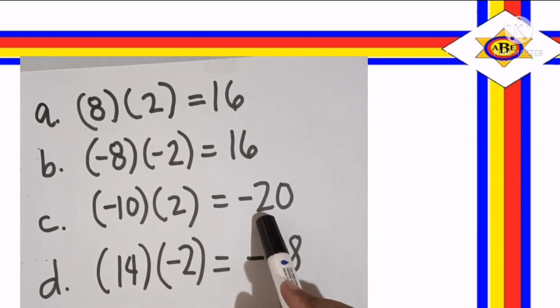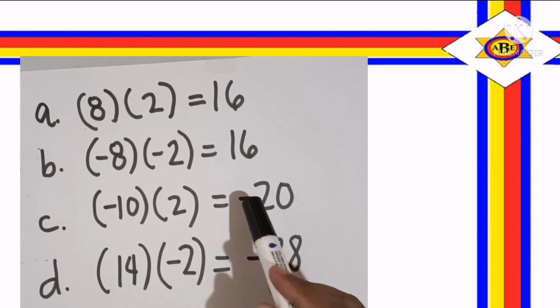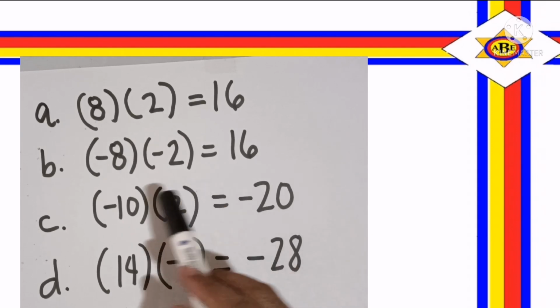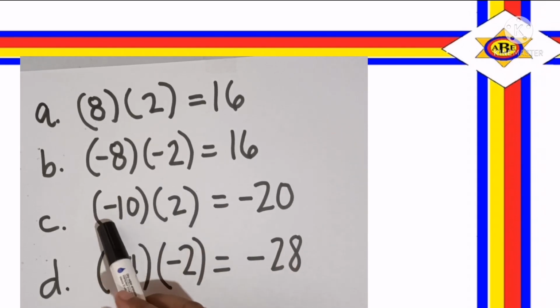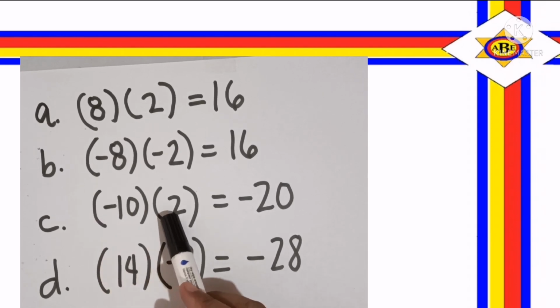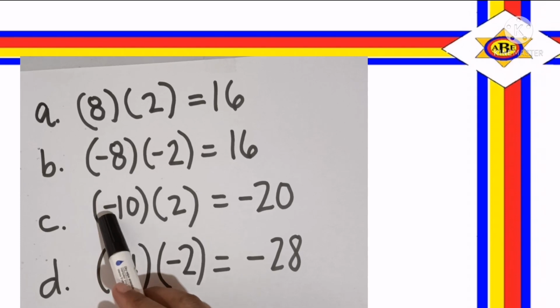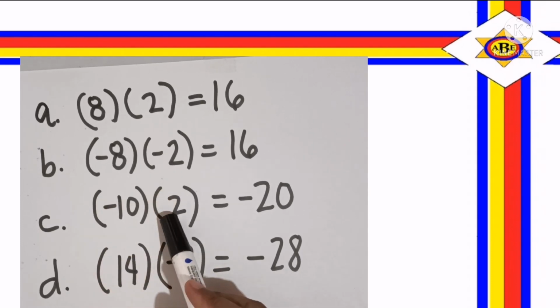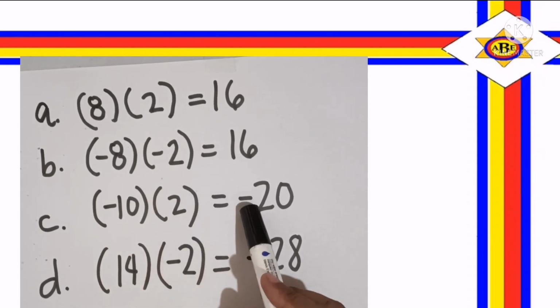For letter C, we have negative 10 times 2. The answer is negative 20. The sign is negative because they have different signs. This is negative 10 and positive 2. That's why that's negative 20.